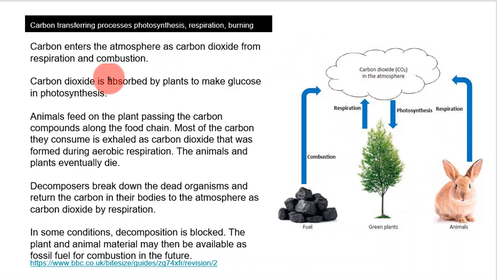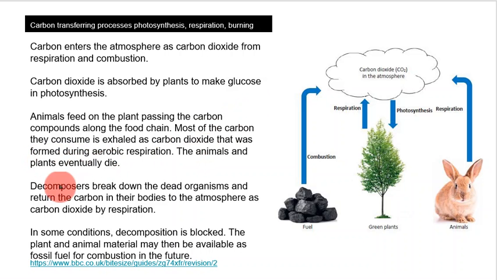So carbon enters the atmosphere as carbon dioxide from respiration and combustion. Carbon dioxide is absorbed by plants to make glucose in photosynthesis. Animals feed on the plants, passing the carbon compounds along the food chain. So when animals eat the plants, carbon gets passed into their body. And then when other animals eat those, it continues to get passed through the environment, through nature. Most of the carbon they consume is exhaled as carbon dioxide that was formed during aerobic respiration.